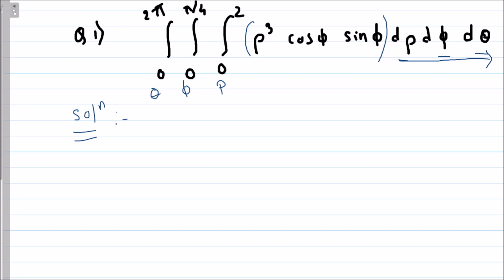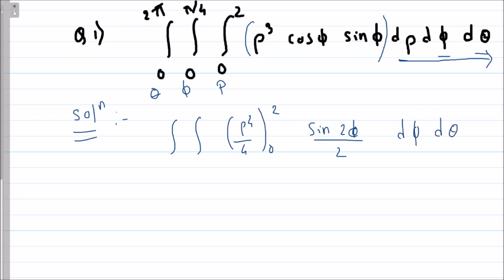Now what is my rho? Rho is 0 to 2. When I want to integrate this, I can easily integrate rho first, which is rho raised to 4 upon 4, integration 0 to 2. For cos phi sin phi, I can use the sine double angle. I know that sin 2 theta is 2 sin theta cos theta, so this will be sin of 2 phi upon 2, and this is d phi and d theta.